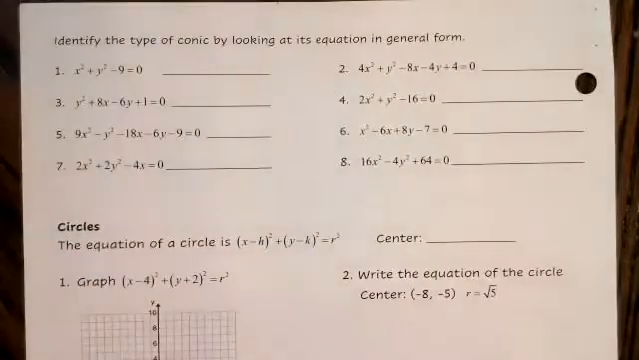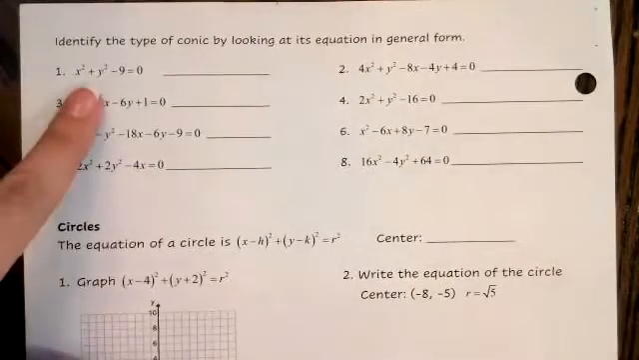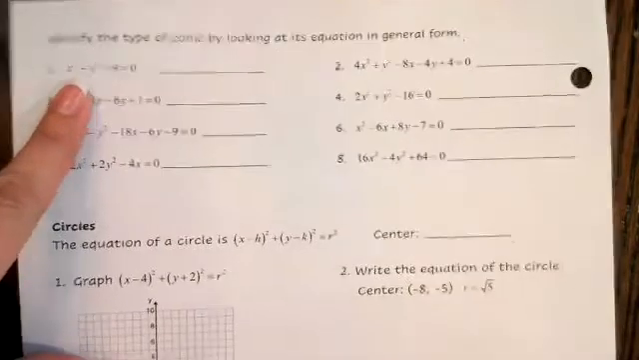So let's practice that. It says identify the type of conic section by looking at its equation. I look at the equation. The first thing I ask myself is, is either x squared or y squared missing?